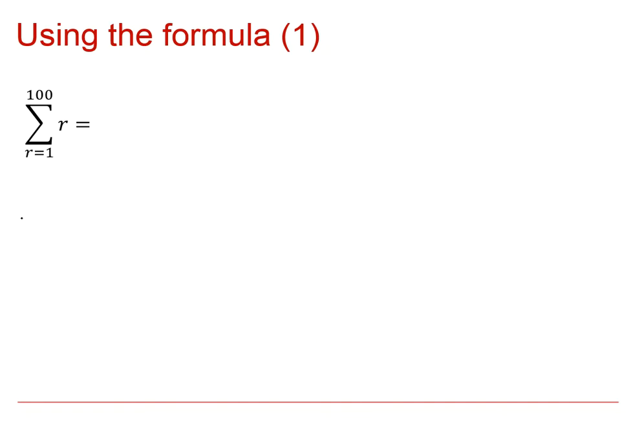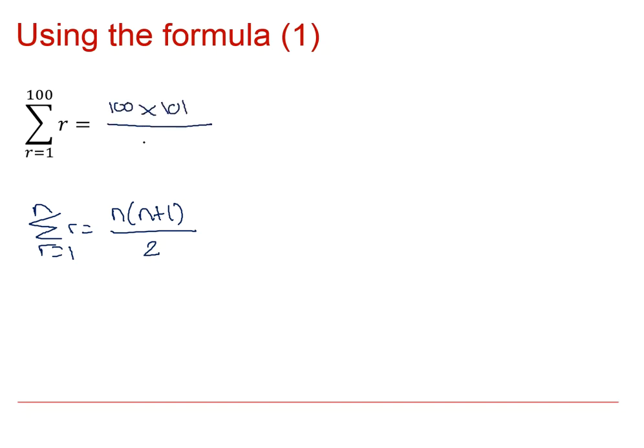Okay, so we're going to have a look now at using this formula. So if you remember, the standard formula for the sum to n terms of r is n times n plus 1 over 2. So in this particular case, n is 100. So this is going to be 100 multiplied by 101 all over 2, which is 5,050.